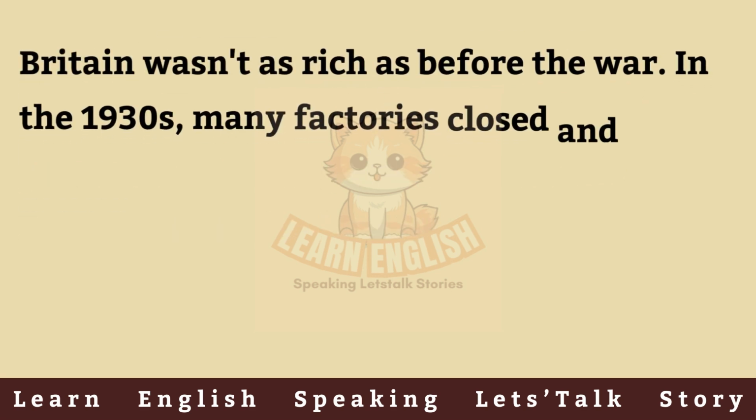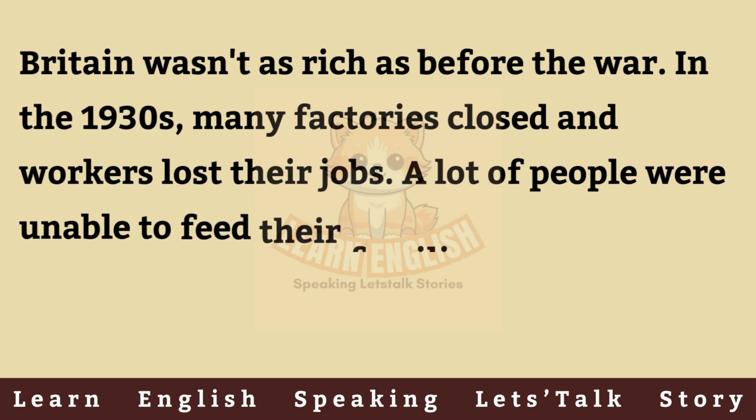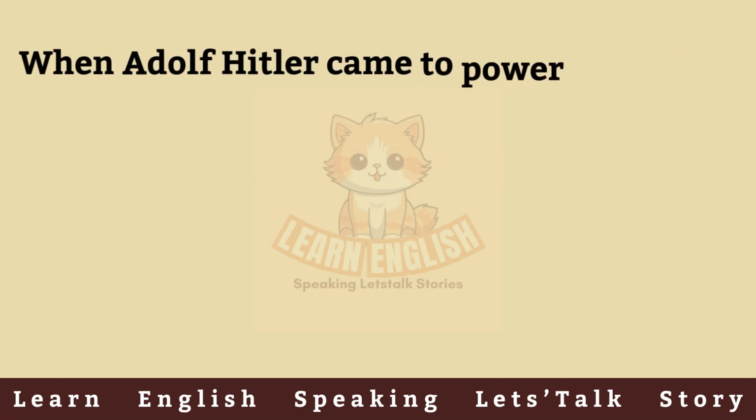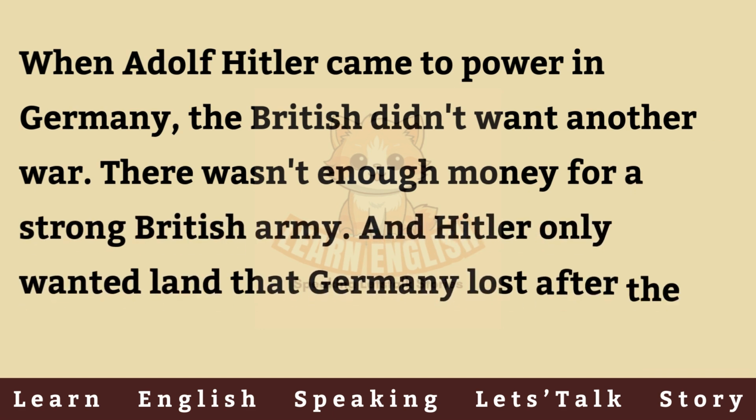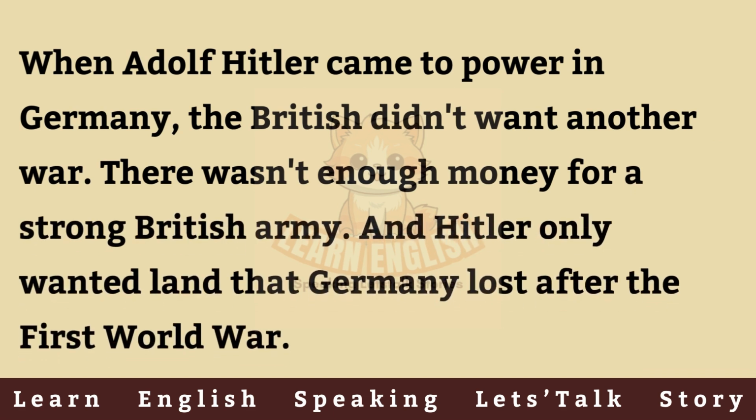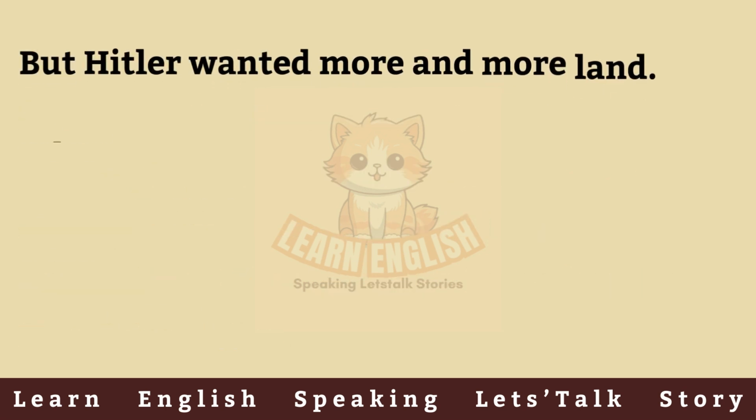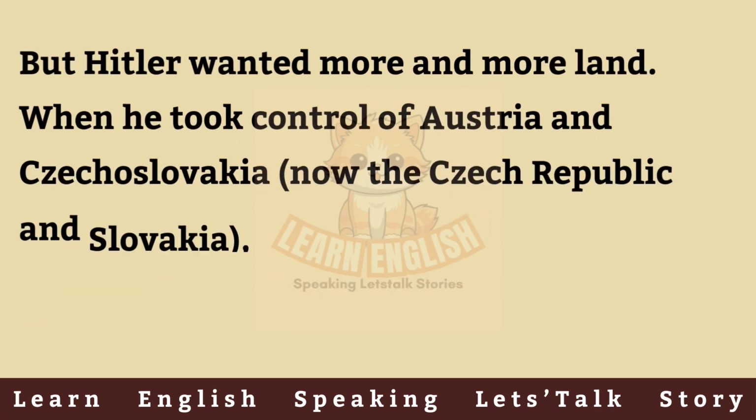Britain wasn't as rich as before the war. In the 1930s, many factories closed and workers lost their jobs. A lot of people were unable to feed their families. When Adolf Hitler came to power in Germany, the British didn't want another war. There wasn't enough money for a strong British army, and Hitler only wanted land that Germany lost after the First World War. But Hitler wanted more and more land.